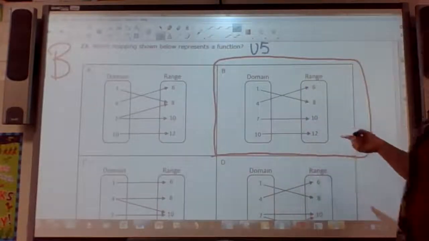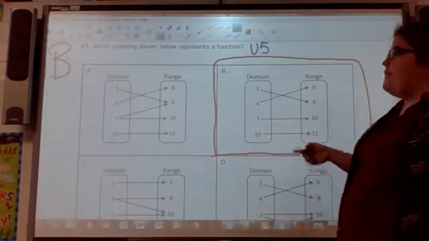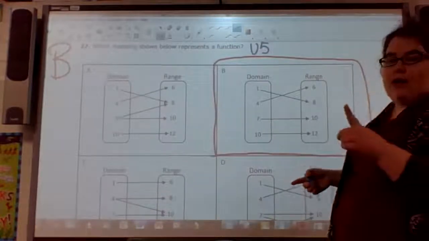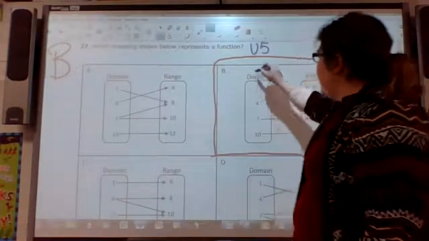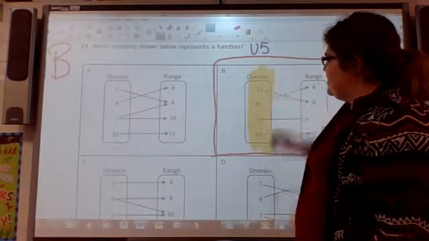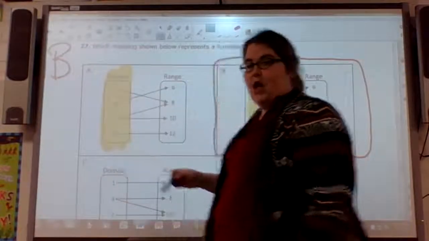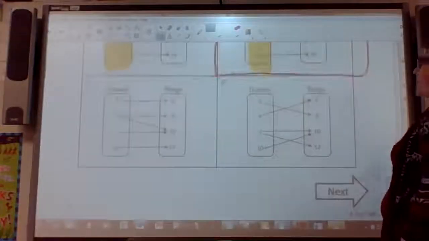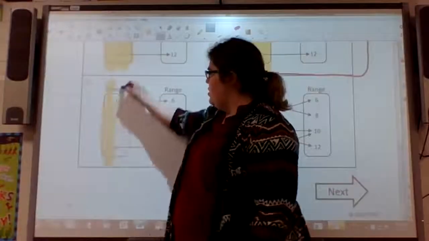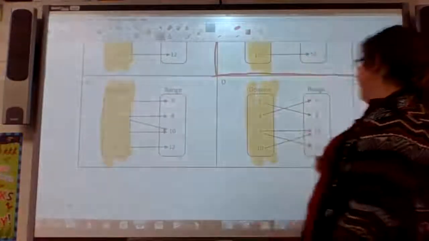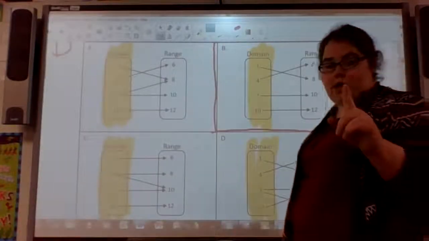In Unit 5, to show a function, every x must have one y. So I'm going to use my highlighter, and I'm going to highlight my x's. My domain is the x. If you see the word domain, that means x. So I'm just highlighting my x's. And that means each x should only have one arrow.